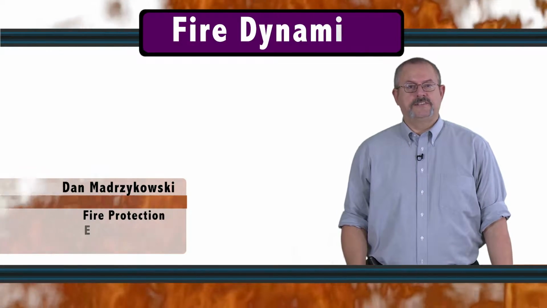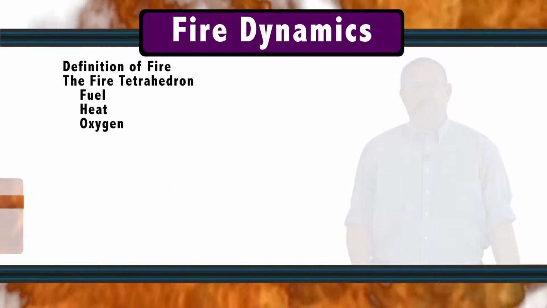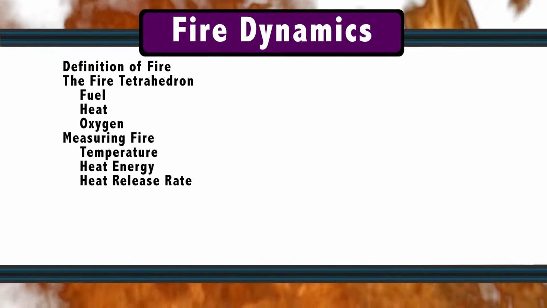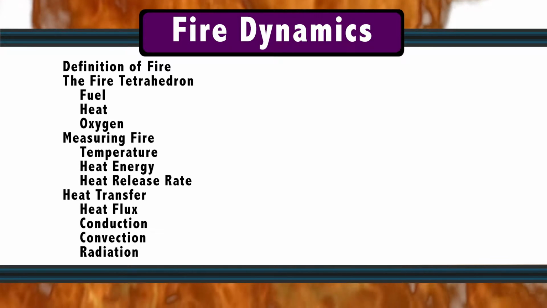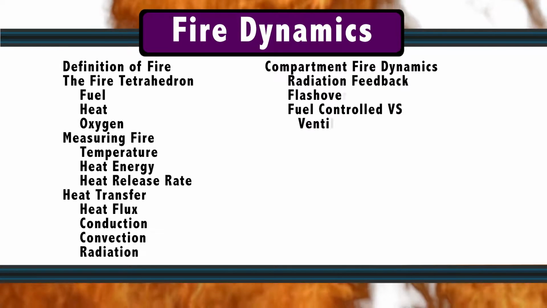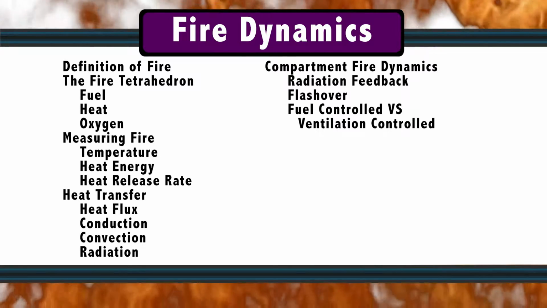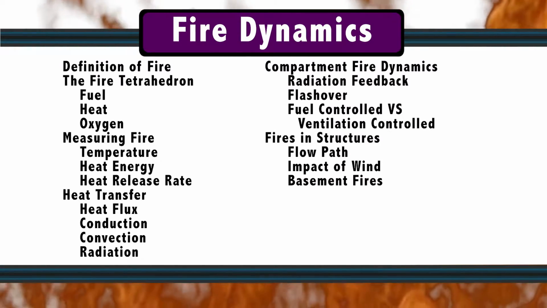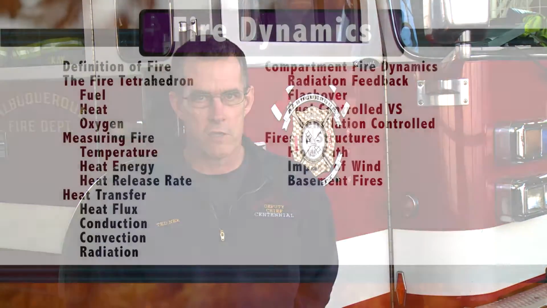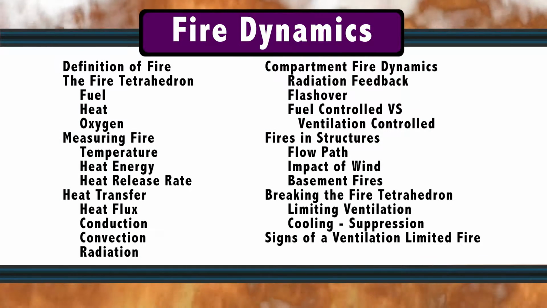This DVD focuses on fire dynamics. First, we will define fire, and then we'll take an in-depth look at the fire tetrahedron. We'll discuss the three ways that heat is transferred: conduction, convection, and radiation. Next, we'll look at the compartment fire dynamics, or placing the fire in an enclosed space. Taking compartment fire dynamics one step further, we'll then look at fires in structures. Lastly, we'll use that knowledge to illustrate how to break the fire tetrahedron during real-world fire situations and how to look for signs of a ventilation-controlled fire.